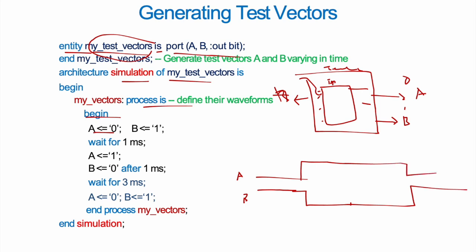So basically, we can use this wait and also after to create the signals, a waveform that we will use to test our top level entity. So we just give them a variation of ones and zeros so we can actually see how they look.